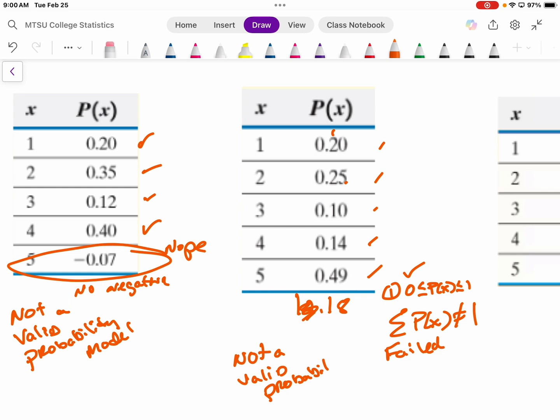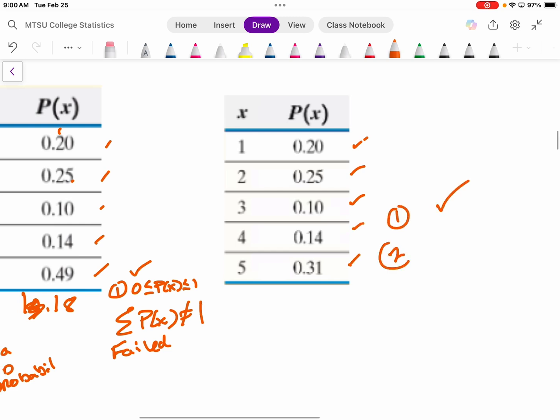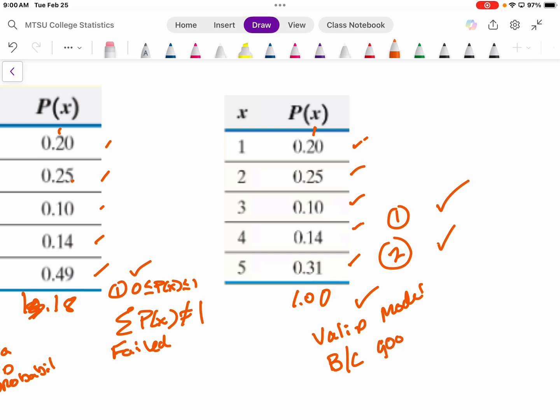Okay? Last one here. They all look visibly between 0 and 1. So on condition 1, we're good. On the second condition, 5, 9, 10, carry the 1, 5, 6, 7, and 10. Woohoo! Check. So this one is a valid model, because we are good for both conditions.